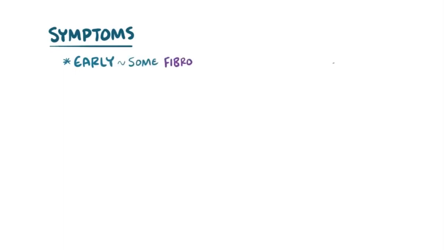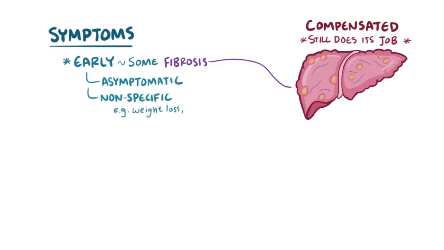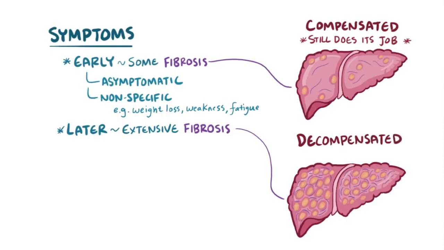So, to recap the general symptoms of cirrhosis, early on with a small amount of scarring and fibrosis, we call it compensated cirrhosis, meaning that the liver can still do a lot of its job. In this case, somebody with cirrhosis might not have any symptoms, or they might have nonspecific symptoms like weight loss, weakness, or fatigue. Later on, though, with extensive scarring, the liver progresses to decompensated cirrhosis, and it can't function normally.